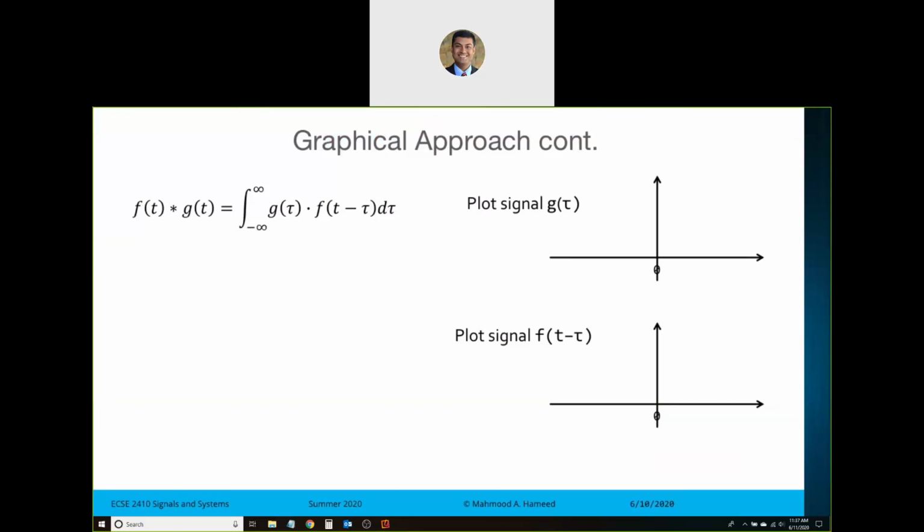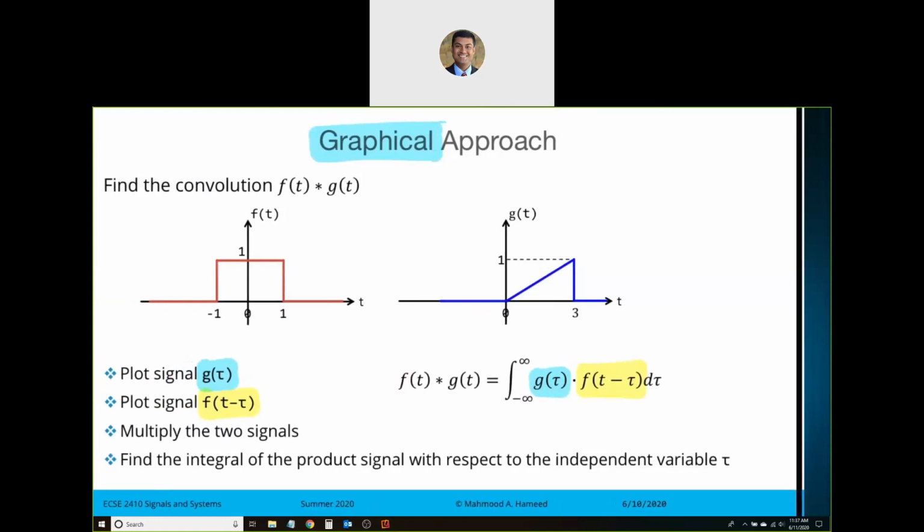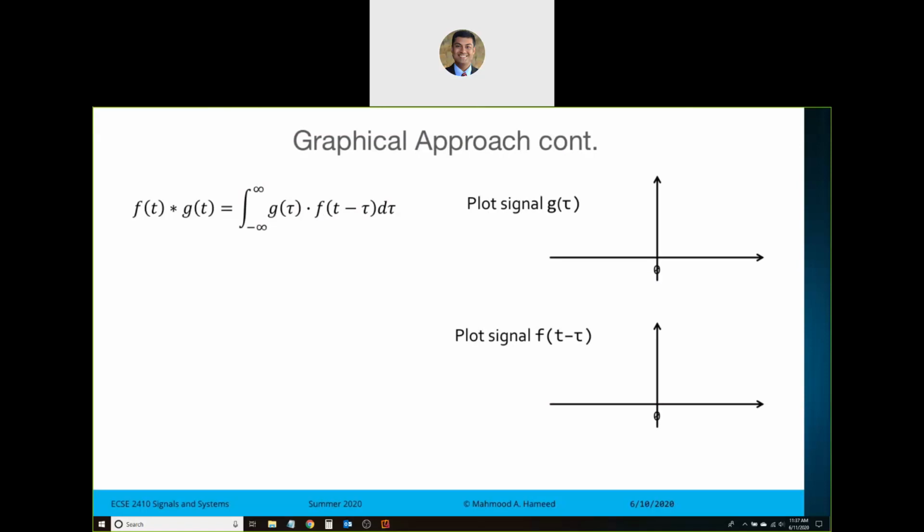Plot g of tau. Okay, I know g of t, so plotting g of tau should be very straightforward. G of t is linearly increasing from 0 to 3. So g of tau should also linearly increase from 0 to 3. So I have tau here now, and I have g of tau here. And say I'm using blue for g, so I'll just use blue there. 0 goes to 1, comes down, stays there. Nothing really changes except for the fact that we changed t to tau.